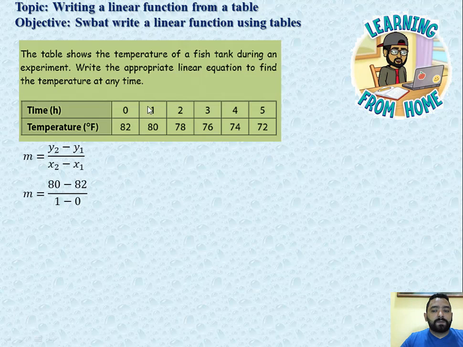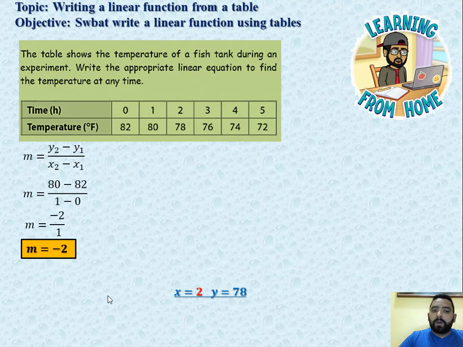So then you substitute these values in the formula. For example, remember y2 is 80 and y1 is 82. x2 is 1 and x1 is 0. When you subtract 80 minus 82, you have negative 2, and 1 minus 0 equals 1. Then you can simplify negative 2 over 1, which is negative 2. And we already have the slope.